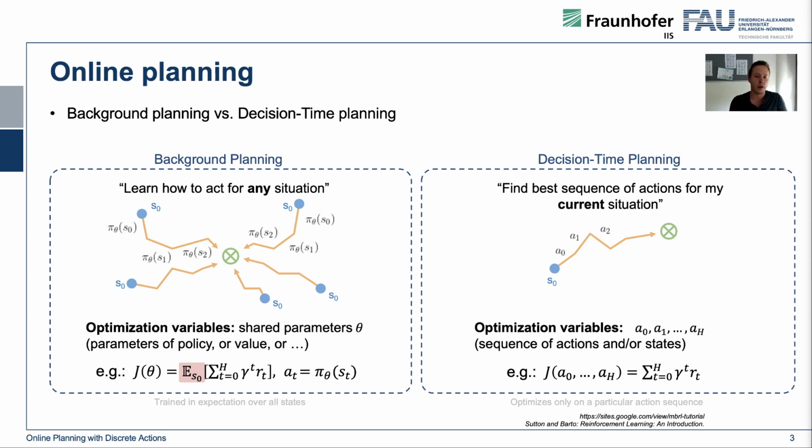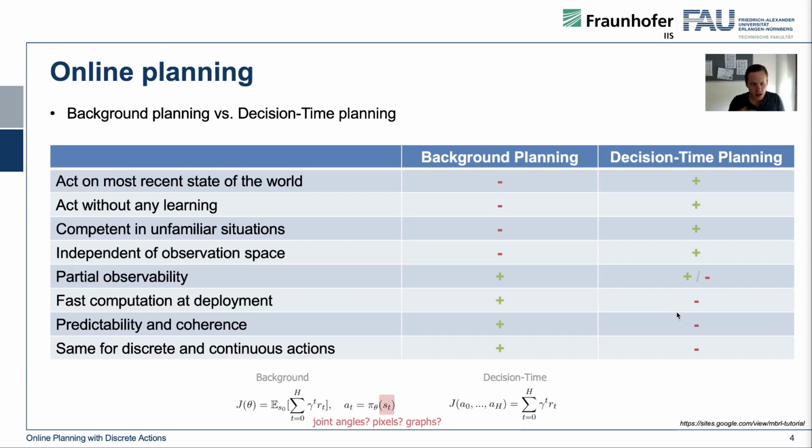And if we now see these two types of planning that we can do, the question is, why should we use background planning over decision time planning, or decision time planning over background planning? There's a nice table that summarizes some settings or parameters that hold for background planning and decision time planning.